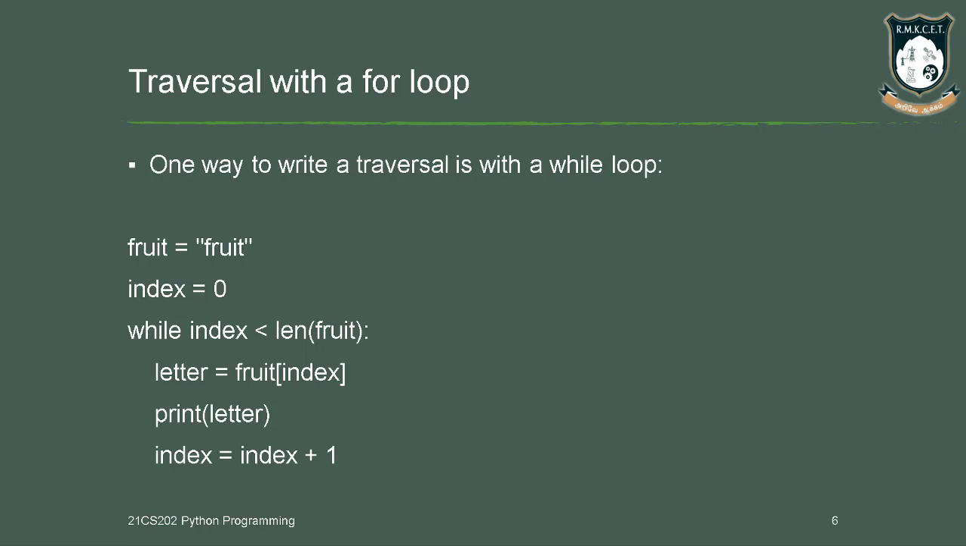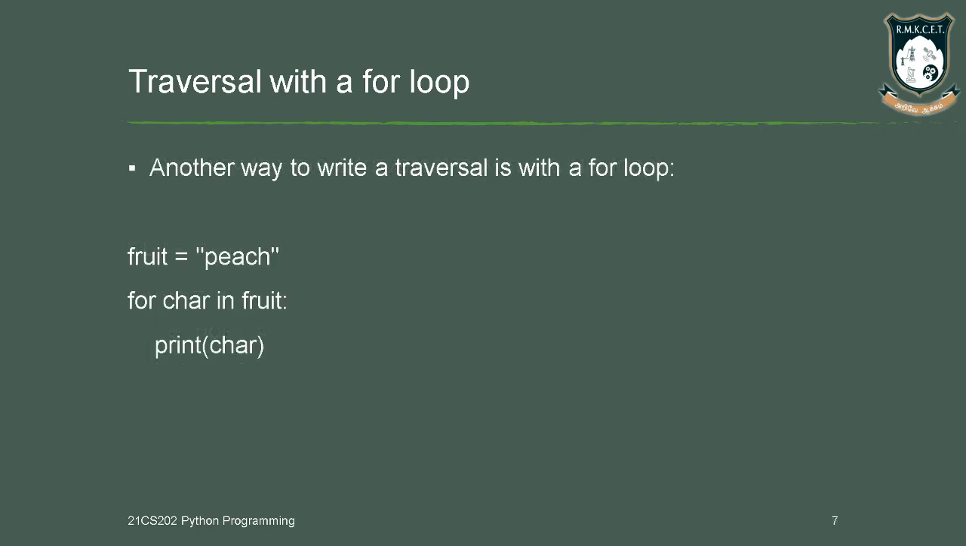Okay, so the next one is traversal by using the for loop. Here the for loop takes each and every character from that particular string and prints the characters. We don't need to mention the index or count the index value. The for loop directly takes the character from the string, and those characters are printed directly.